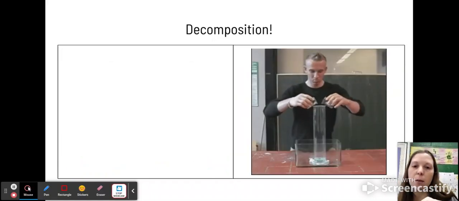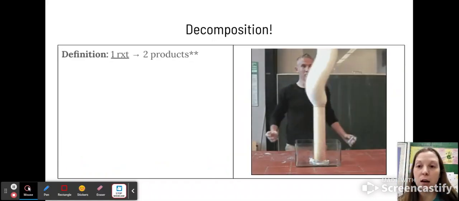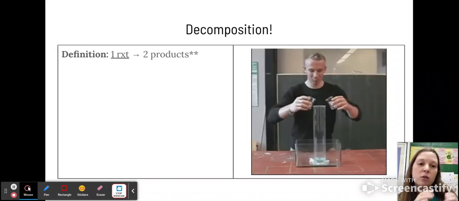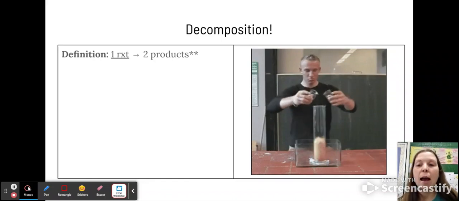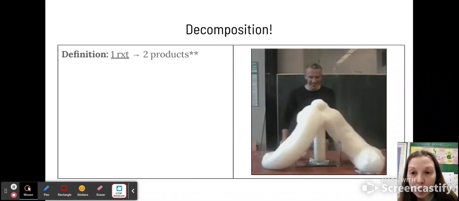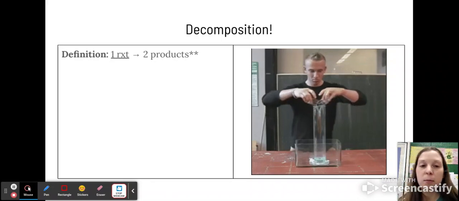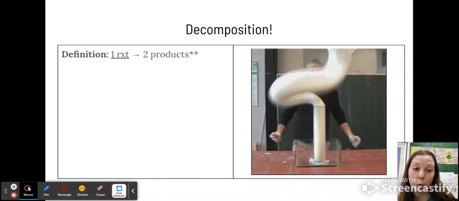All right, so now let's talk about decomposition. This is the exact opposite of a synthesis. So here, the dead giveaway is we only have one reactant. So you see one compound and then an arrow. And from here, we will produce two products. I put some asterisks here because you could actually produce more than two products.